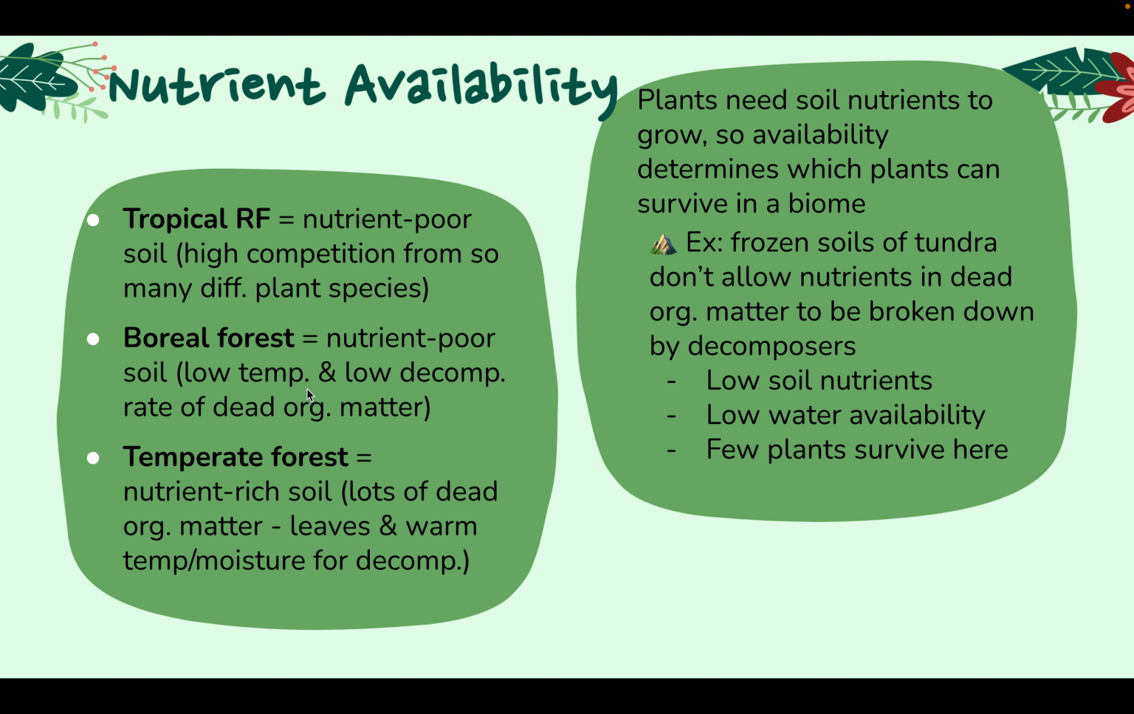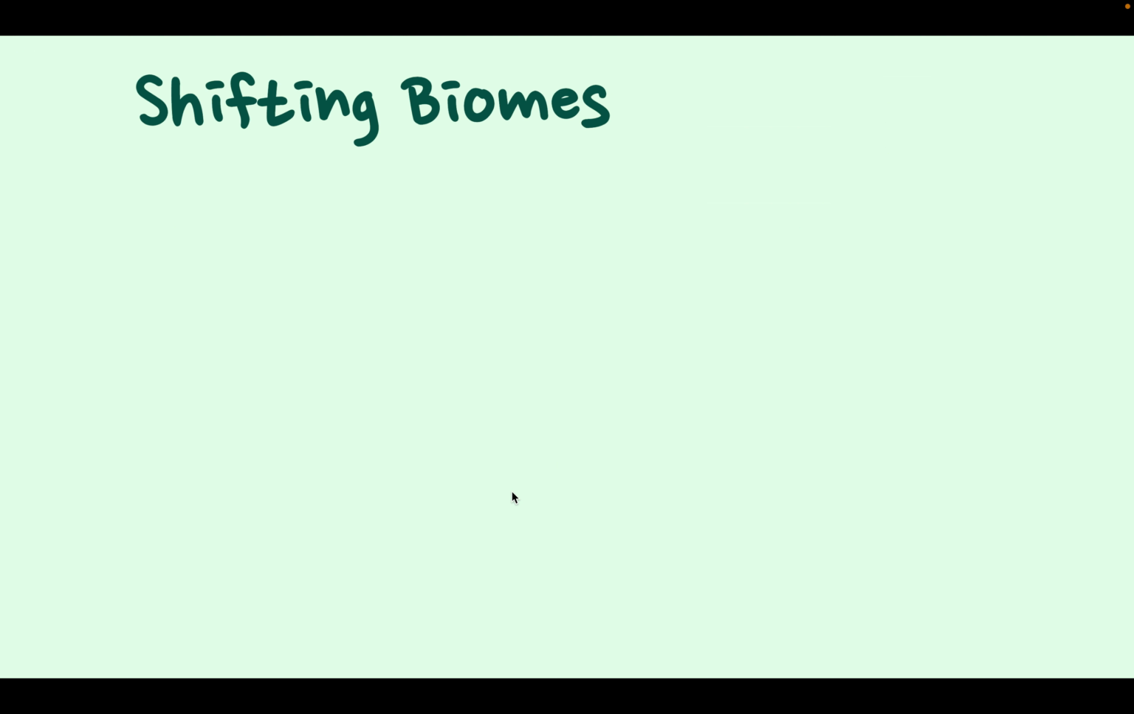But because it's low temperature, low decomposition, the nutrients are just not great in the soil. Compared to all of that, you have the temperate forest, though, which is nutrient rich. So lots of dead organic material, tons of leaves because there's lots of trees, and then the warm temperature and moisture means decomposition is great, and all of that goes into the soil, which leads to lots of good nutrients in the soil.